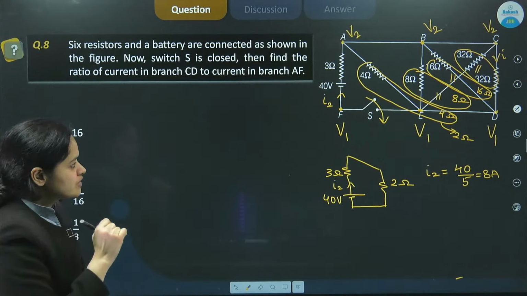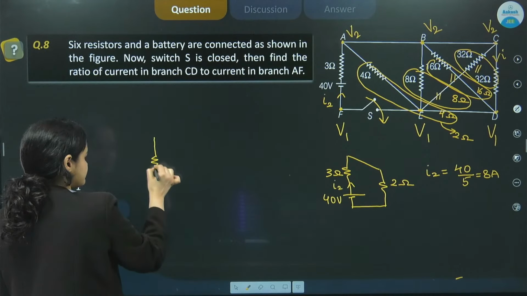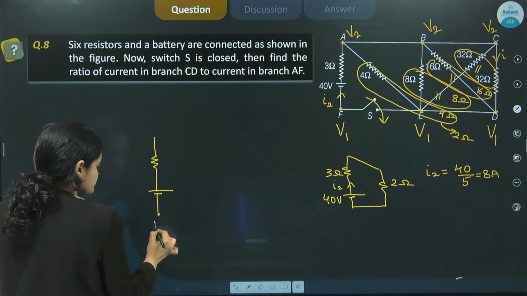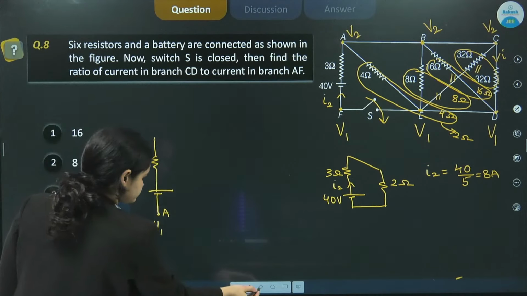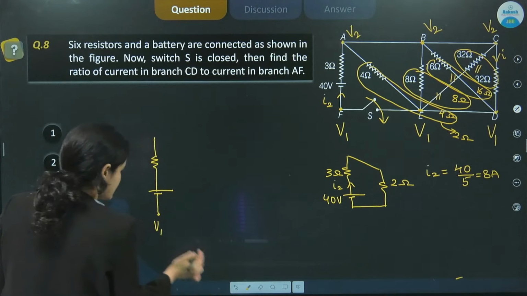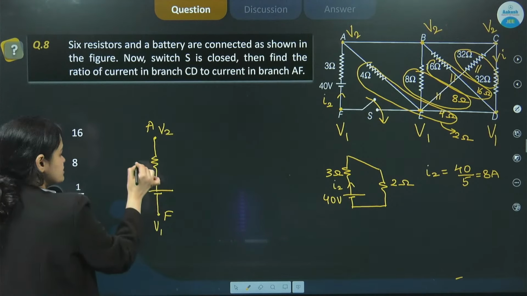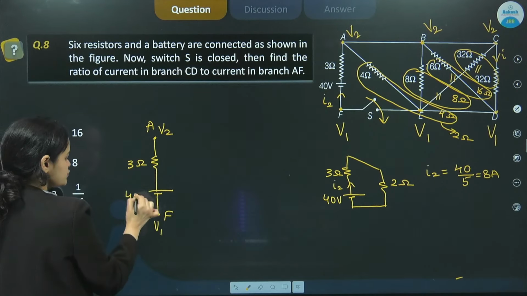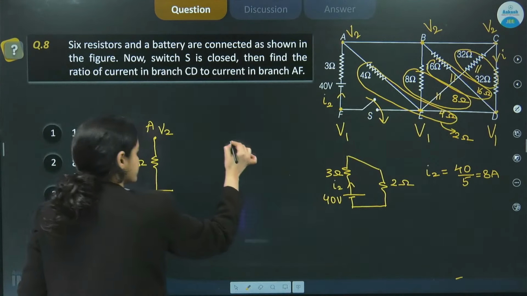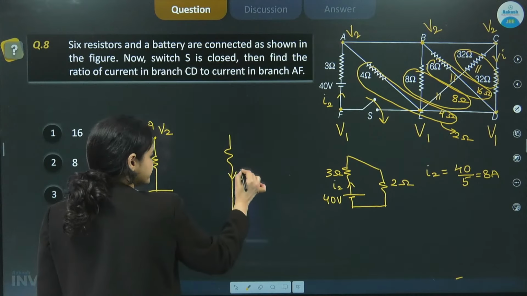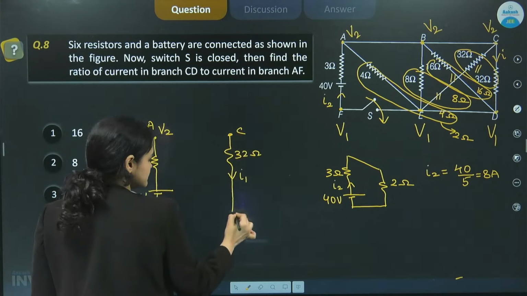Alright. Now, when I talk about this FA branch, see, FA branch is this. This was at potential V1, this is what I had assumed. And the other one, this is F, this is A, this is at potential V2. So 3 ohms here, 40 volts over here. Now we have to find out the current in this branch CD. So I'm just drawing that branch, CD, which is carrying I1 current, resistance is 32 ohms. Okay, so this is C, this is D.